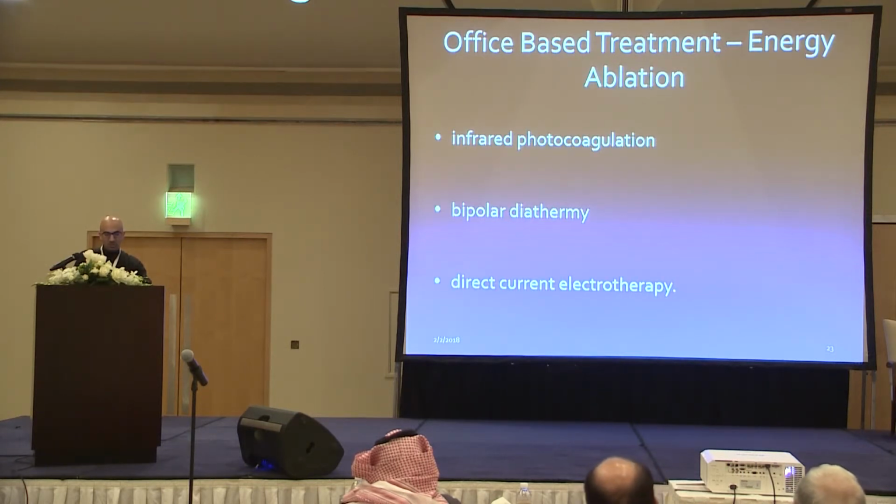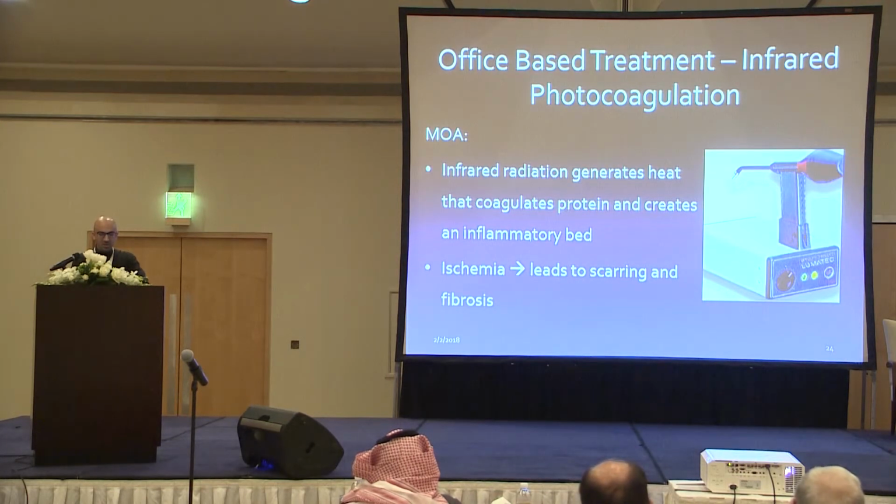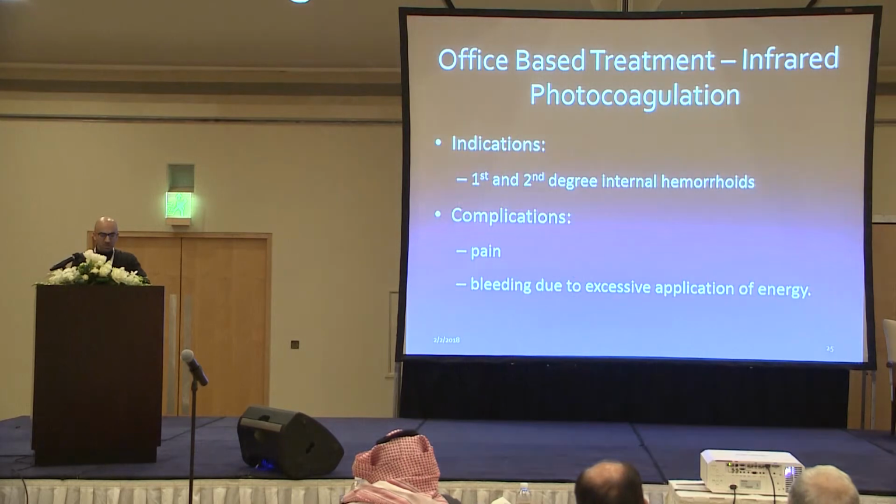Other office-based treatment, as I mentioned, is energy ablation: infrared photocoagulation, bipolar diathermy, or direct current electrotherapy. The most common one of these is infrared photocoagulation. It works by a similar mechanism. The infrared radiation generates heat that coagulates the protein and creates an inflammatory bed, leading to ischemia, scarring and fibrosis, and thus decreases the incidence of prolapsing hemorrhoid.